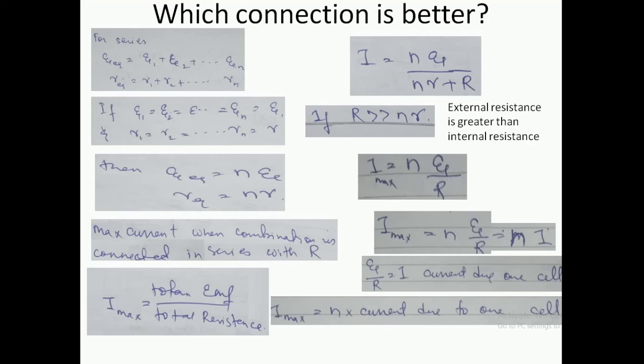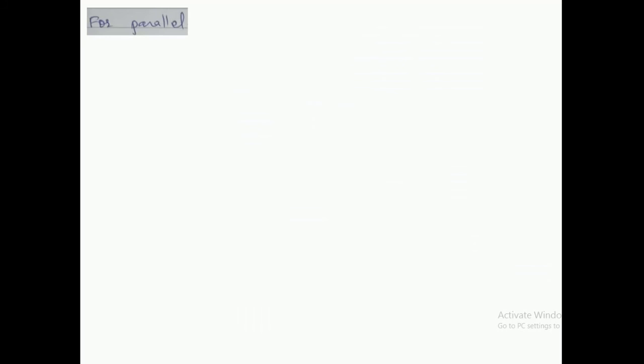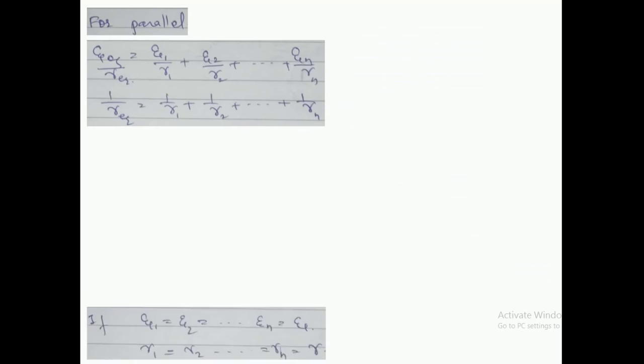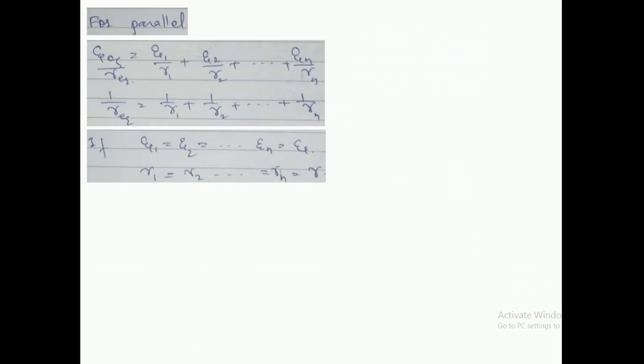So let's check the parallel now. In parallel we know the formula, we are taking identical cells, as we have done before, so I don't need to explain this. So your E equivalent by R equivalent, I don't have a formula for E equivalent directly, so I have only E equivalent by R equivalent.